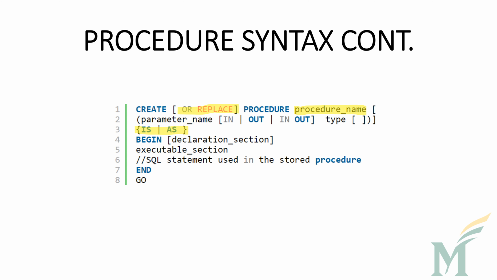Other parts of the procedure syntax include procedure name, which specifies the name of the procedure. Remember that it must be unique. Or replace: this option allows the modification of an existing procedure. Is or as: this clause sets the context to execute the stored procedure. The keyword is is used when the procedure is nested into some other blocks. The keyword as is used if the procedure is standalone.